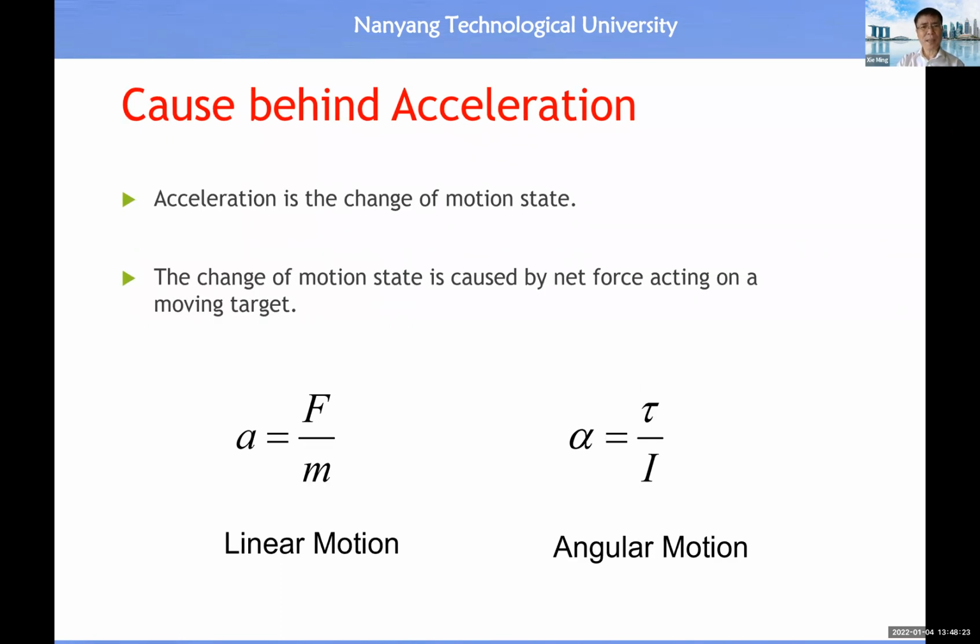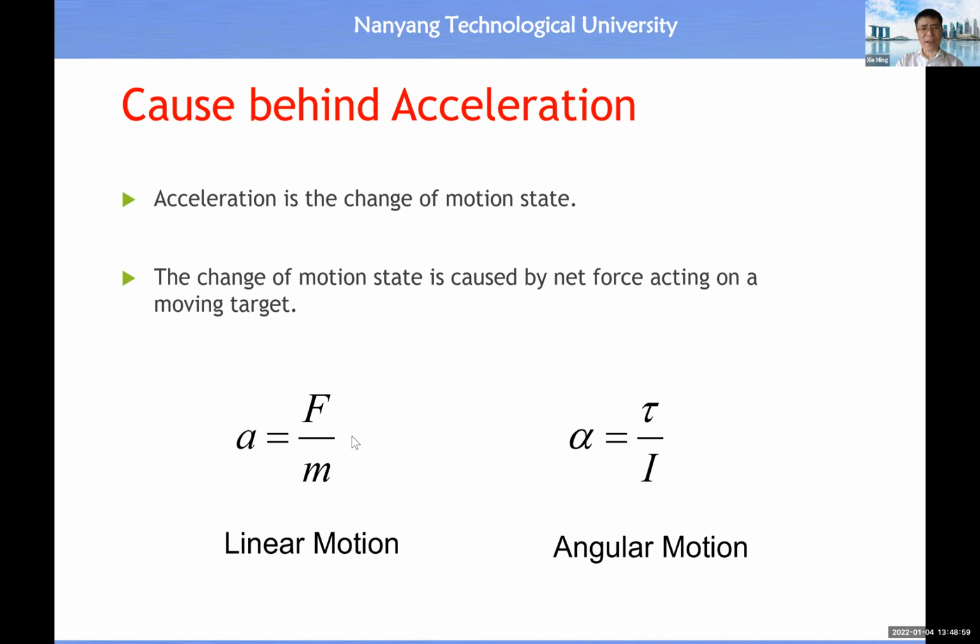Then why is there an acceleration? What is the cause behind acceleration? We just apply Newton's second law. The cause behind acceleration should be the net force. The net force will produce acceleration on the body on which the net force is acting. So the answer to this question is quite straightforward: as long as there is a net force acting on the rigid body, then there is acceleration.